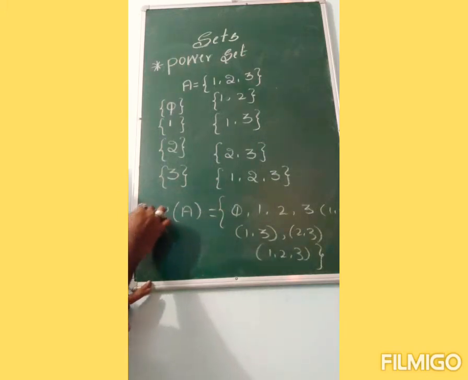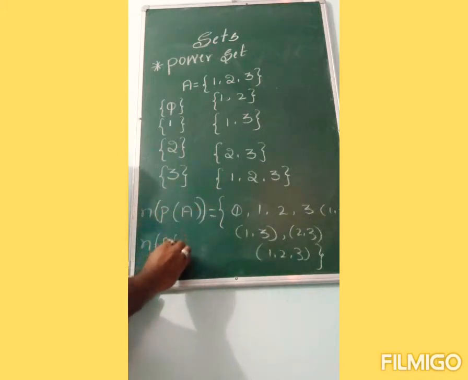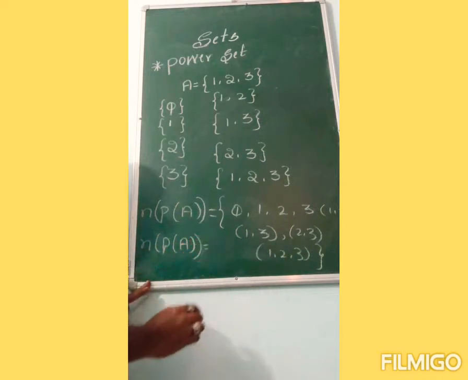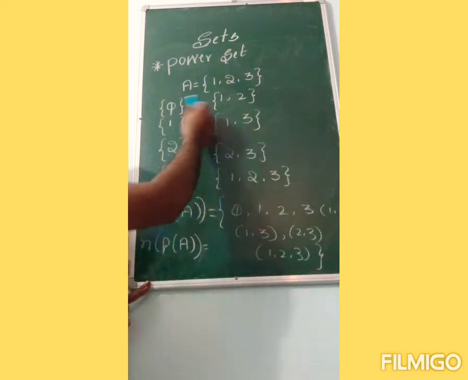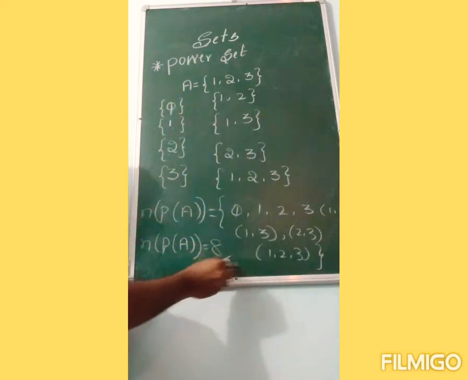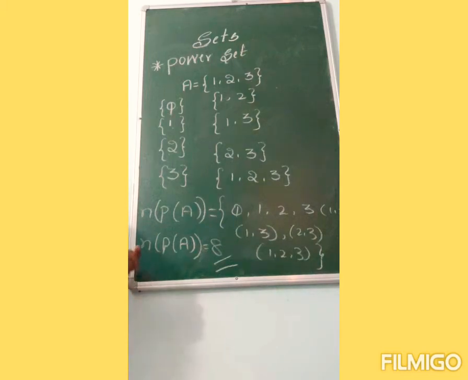Then n of P of A means the number of elements in the power set. So how many subsets can we write? 1, 2, 3, 4, 5, 6, 7, 8. That is 8 subsets we can frame for this set A. Now there are some notes. Let us discuss those notes.